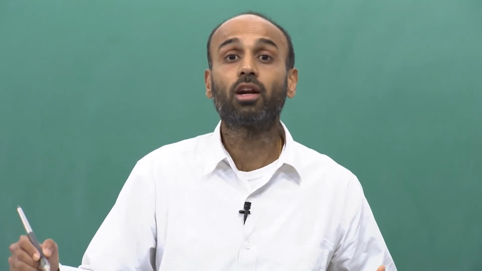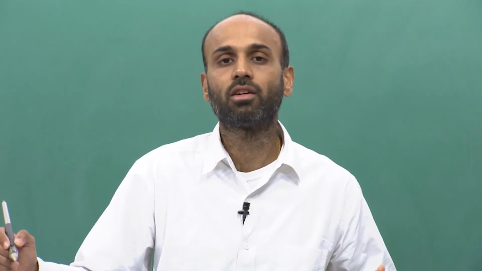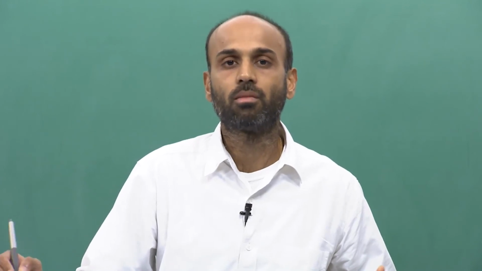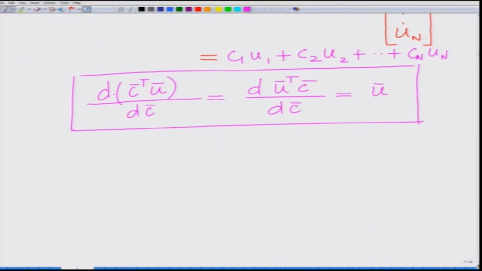Let us now look at a quadratic function of c bar, that is a function which involves squares of the components of this vector c bar, and that function is basically c bar transpose P c bar. This is known as a quadratic form, correct.